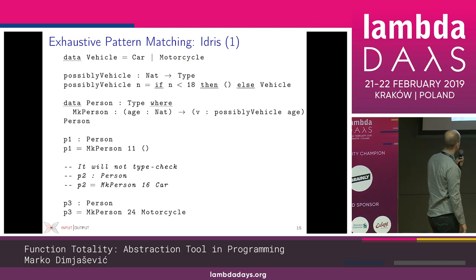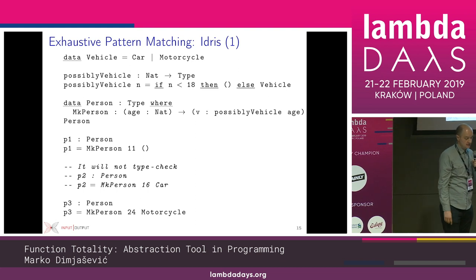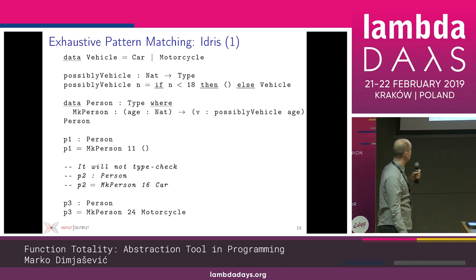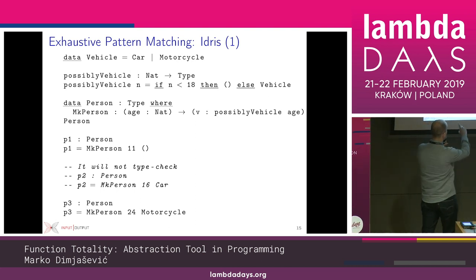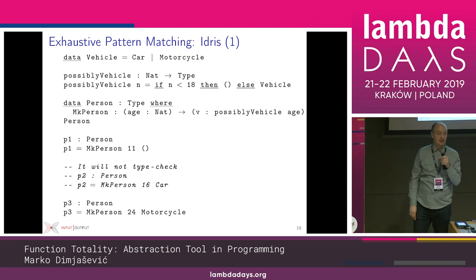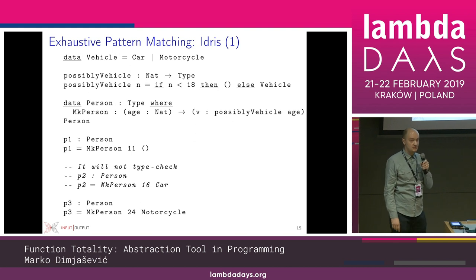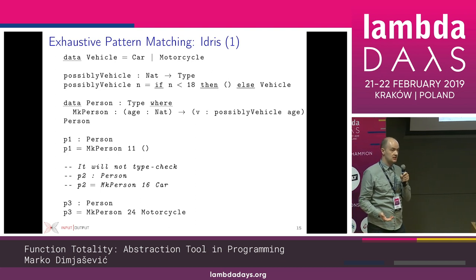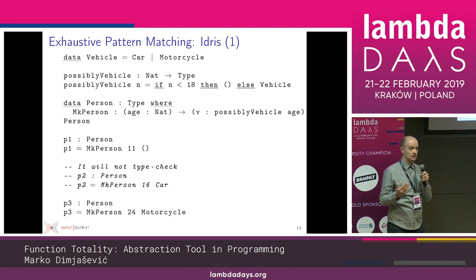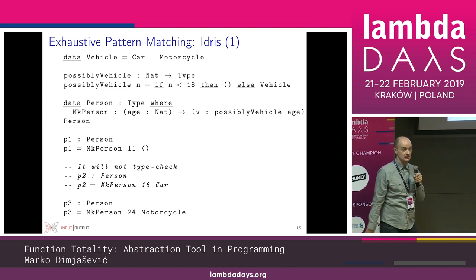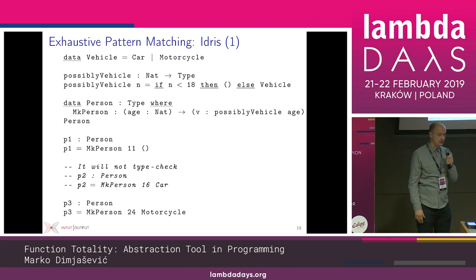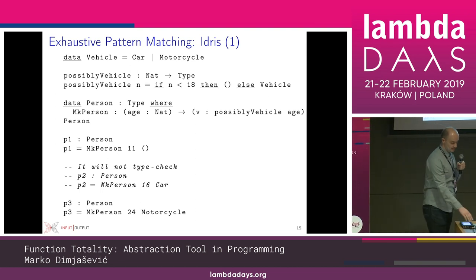So here are just a few examples. So P1, that's a person that has 11 years and has no vehicle, so it has the unit value there, and that's of the unit type. But if you try to do something like make a person that is 16 and has a car, this will not type check. Idris will say, no, this cannot happen. So by using dependent types here, we completely ruled out a whole set of values that make no sense in our domain. And another legal example is this P3. It's a person that has 24 years and they can have a motorcycle.